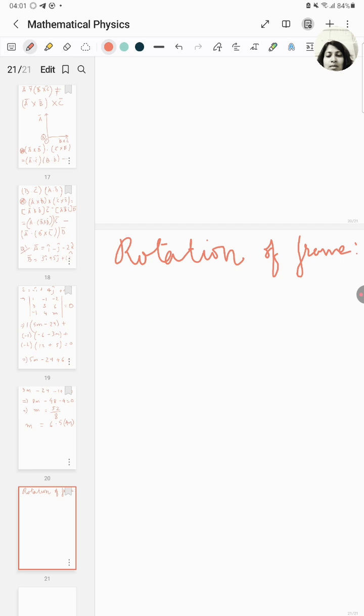Now when we rotate the frame, the object does not change. The motion does not change, but the description of motion changes. Mathematically, when we rotate a coordinate system, the components of vectors change, but the vector itself remains the same. This is the very deep idea of rotation of a frame. Physics does not depend on how we choose our axis. The laws of physics remain basically the same in all frames, but their mathematical form may look different.